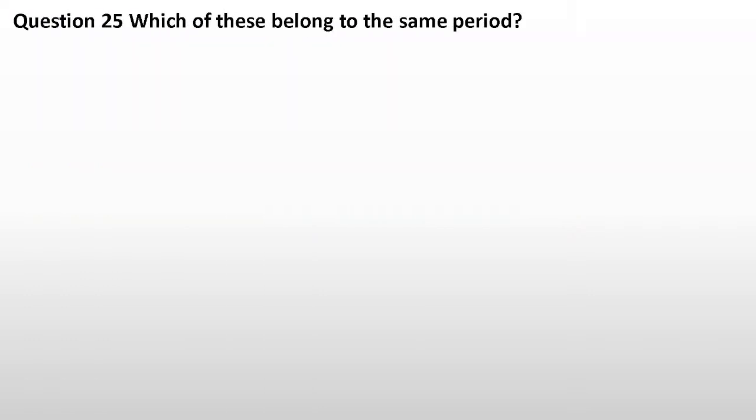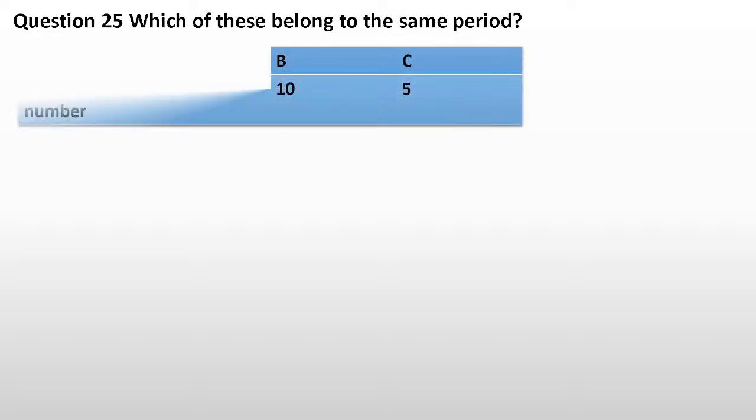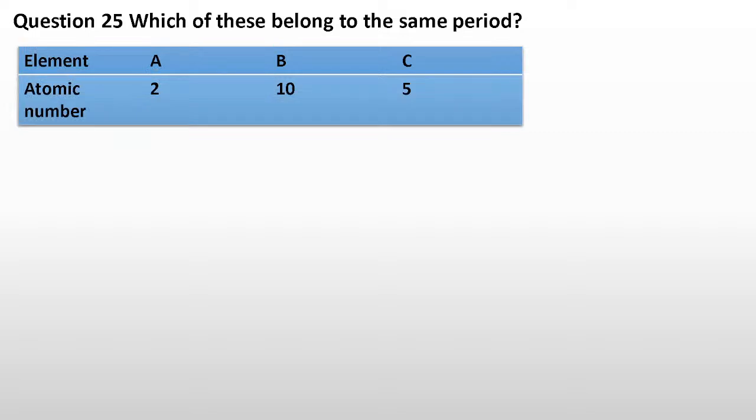Question number 25. Which of these belong to the same period? Element A with atomic number 2, element B with atomic number 10, element C with atomic number 5. So which of these belong to the same period? Your options are A, element A and element B. B, element B and element C. C, element C and element A. D, elements A, B, and C.